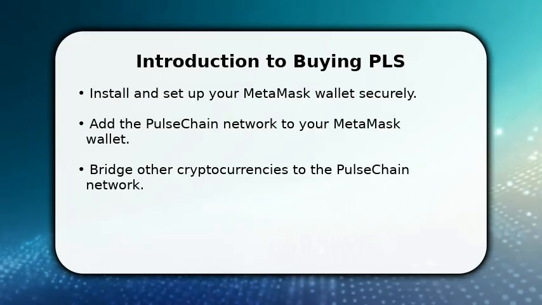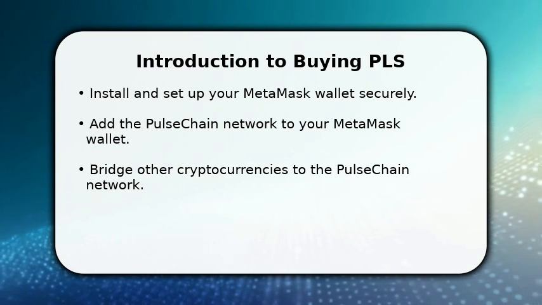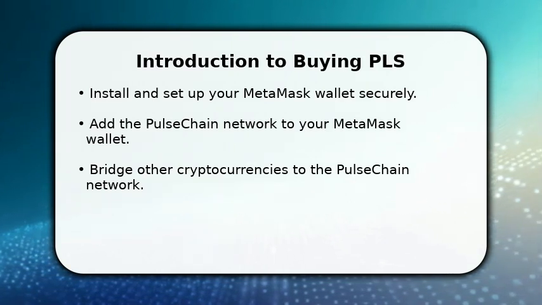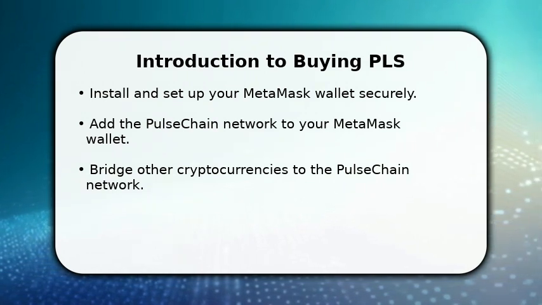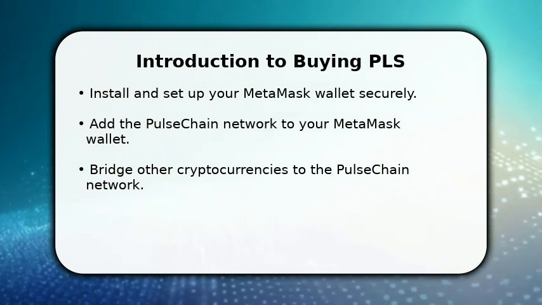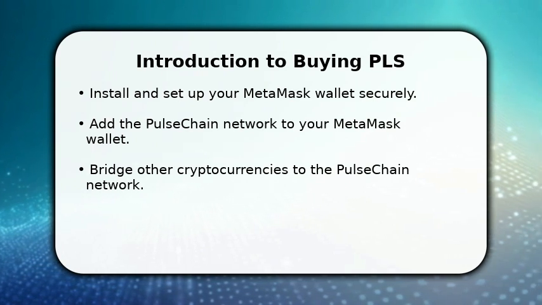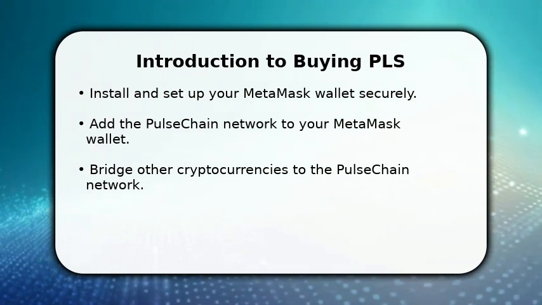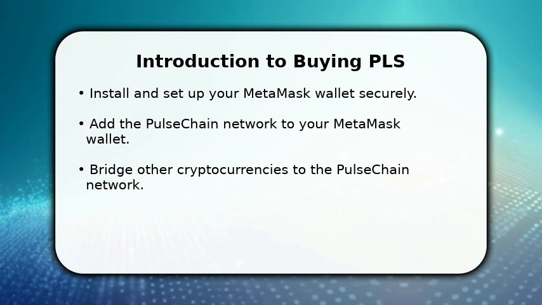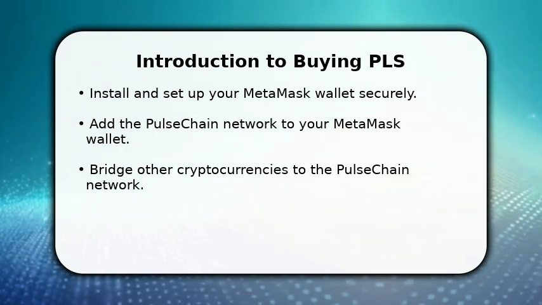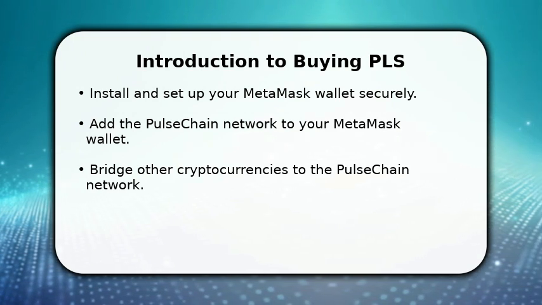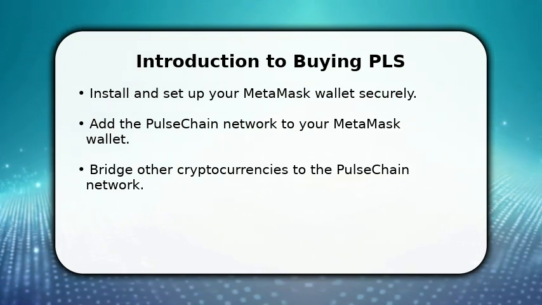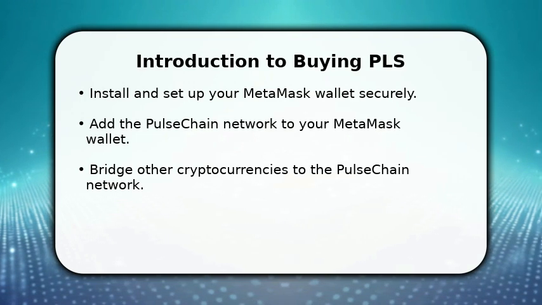In this video, I will explain how to buy PLS on MetaMask. First, ensure your MetaMask wallet is installed and properly configured. Next, we will add the Pulse Chain network to your wallet, which is crucial for interacting with the ecosystem. Then, you will learn how to bridge existing crypto assets from another blockchain onto Pulse Chain. Finally, I will guide you through swapping those assets for PLS on a decentralized exchange, completing your purchase.